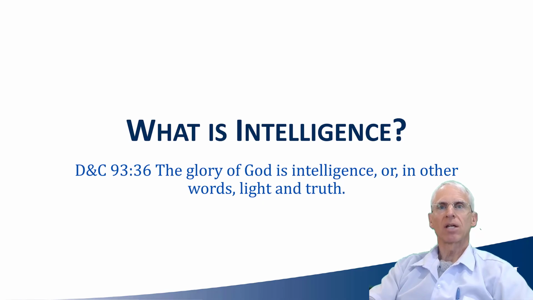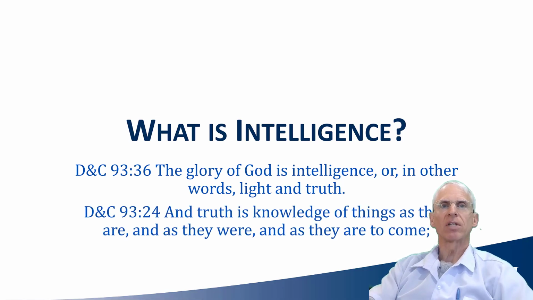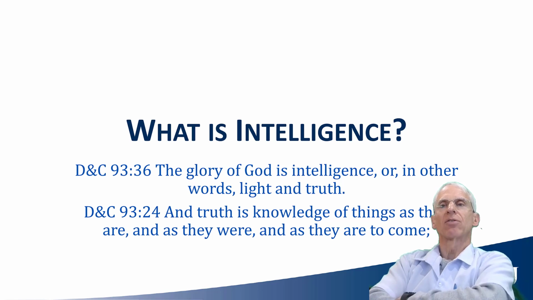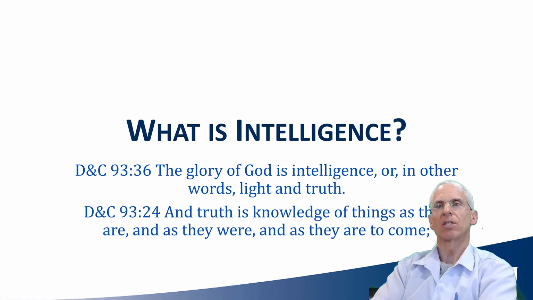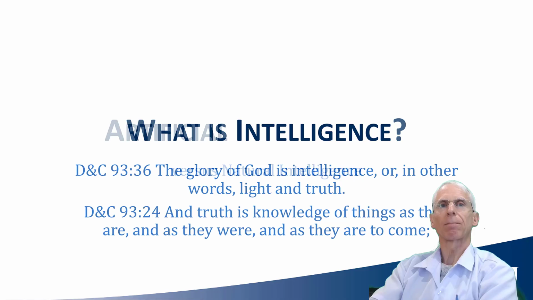Now, what is intelligence? It's light, it is truth. So truth, according to the Doctrine and Covenants, is a knowledge of things as they are and as they were and as they are to come. So if we're going to have intelligence, we have to really seek truth. And sometimes artificial intelligence has good approximations of truth and sometimes it doesn't. So we'll talk about that and how we can assure that we're getting good value out of artificial intelligence.